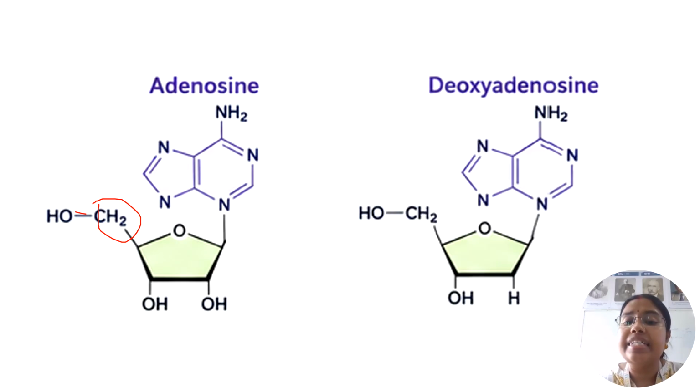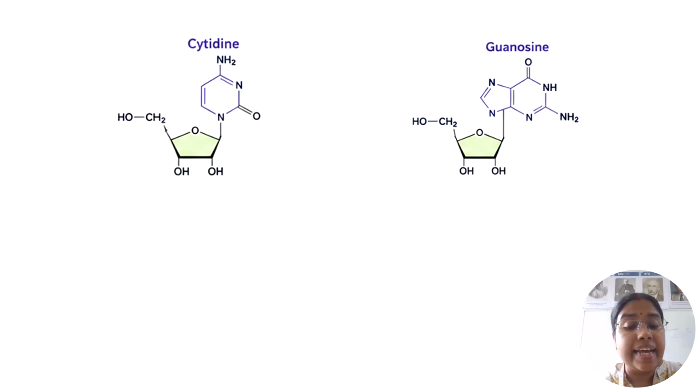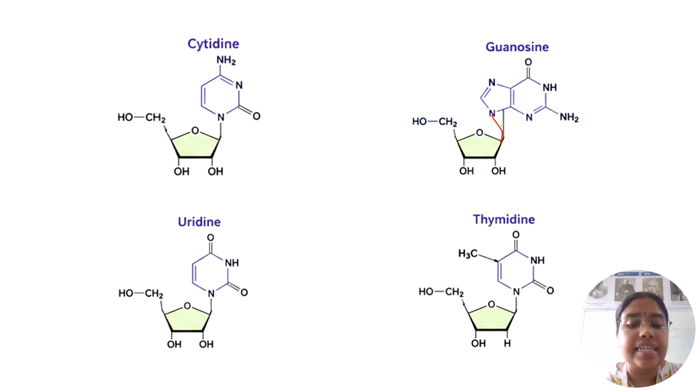Then similarly for the deoxyadenosine, only in the 2 position only the hydrogen is present, the hydroxyl group is not present, and here also the C1 position is attached with the 9 position of the adenine. Then we can say that is the cytidine. For the cytidine also it is the pyrimidine base, so the N1 position is attached with the C1 group. Similarly for the guanosine, again the N9 position is attached with the C1 group of the ribose sugar, and the same case for the uridine and the thymidine also.